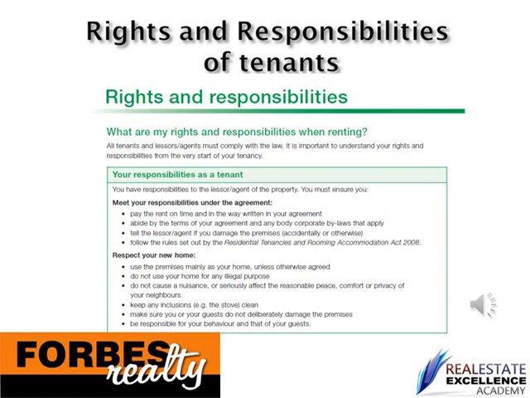Your premises must always mainly be used as your home unless otherwise agreed. You're required not to cause a nuisance or seriously affect the reasonable peace, comfort or privacy of your neighbours. You're further required to keep any inclusions clean, for example, the stove. You're also required to make sure that you and your guests do not deliberately damage the property, and of course you are responsible for your behaviour and that of your guests.